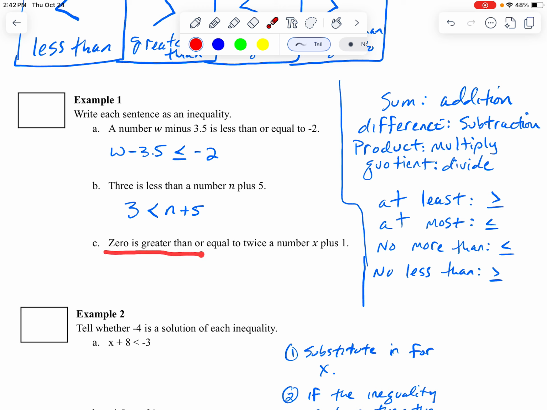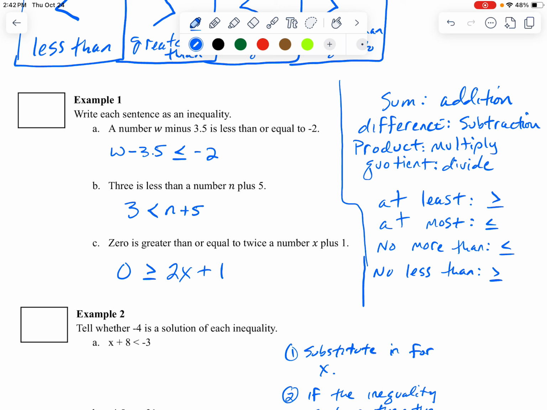0 is greater than or equal to twice a number x plus 1. So 0 is greater than or equal to, and this is another place students get thrown off a little bit, twice a number x. How could we write twice a number x? Twice a number means I want that number 2 times. The easiest way to write that is 2x, which means 2 times x, plus 1.